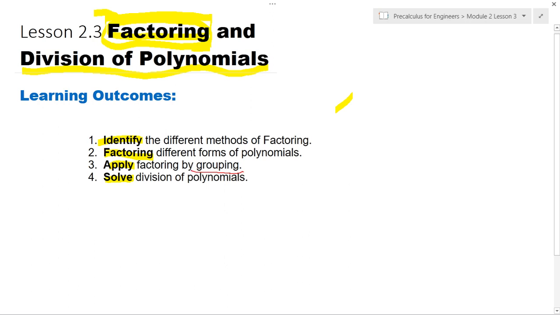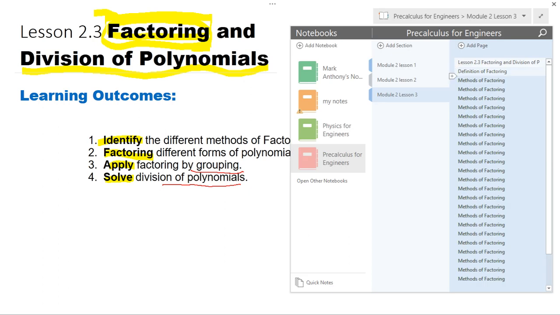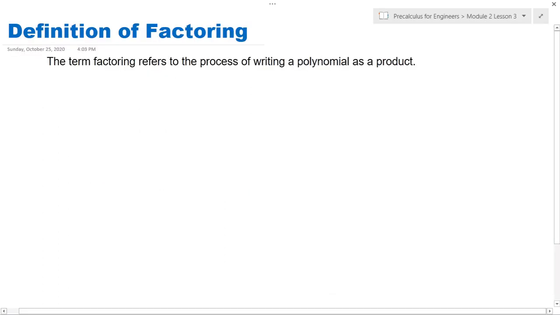And then lastly, I will show you the two methods on how to divide polynomials. The first one is by using long division, and the second one is by using synthetic division. So let's jump into what factoring is all about.